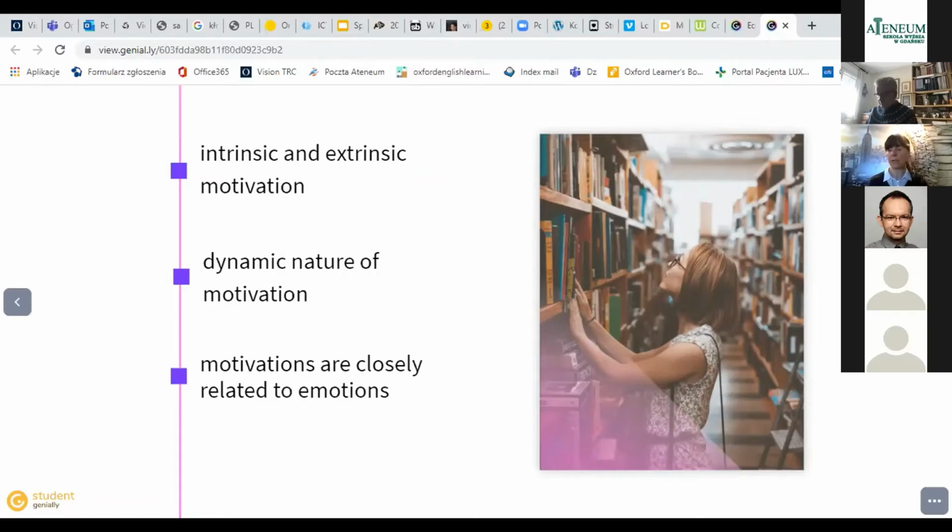Also, what has to be noticed is the close connection between motivation and emotion. Understanding the nature of motivation and understanding the nature of emotions is crucial to educators. Both emotions and motivation are dynamic. Both do not stay at the same level. They are not a permanent feature of a language learner. Both change with time, and as they fluctuate, we can have many reasons that can influence both emotions and motivation.